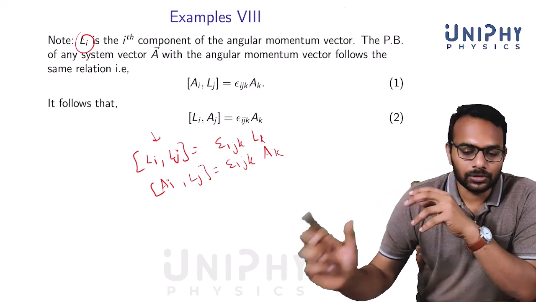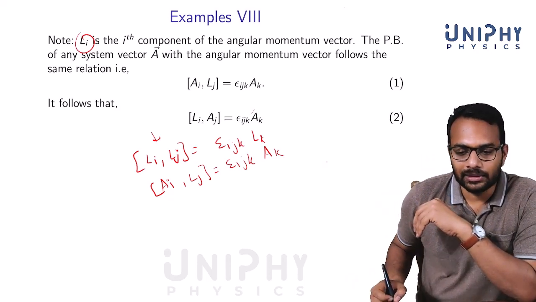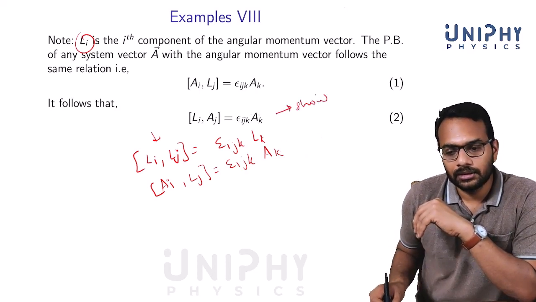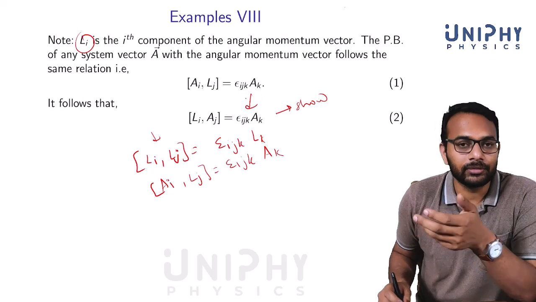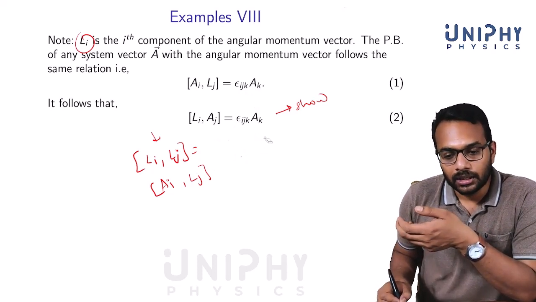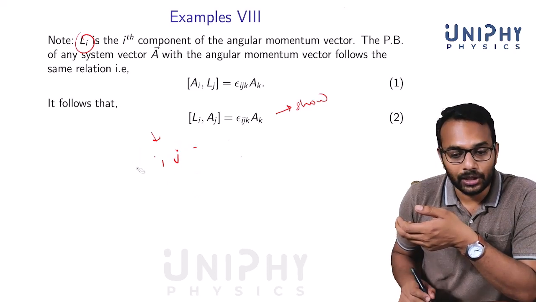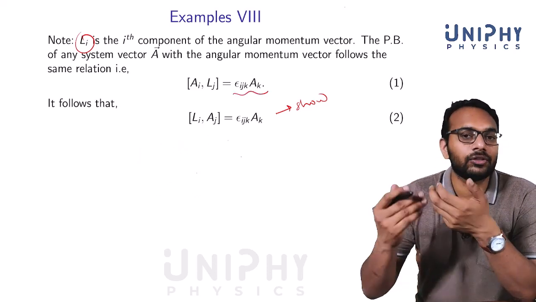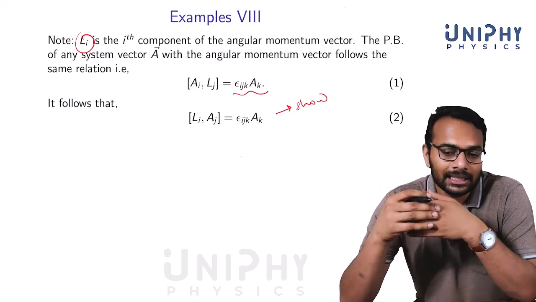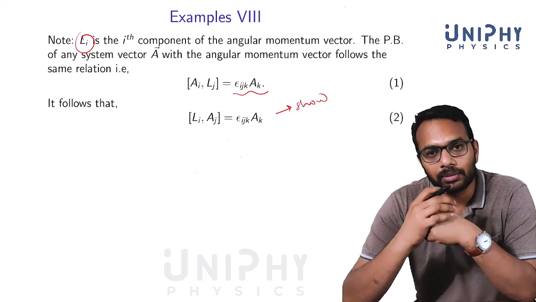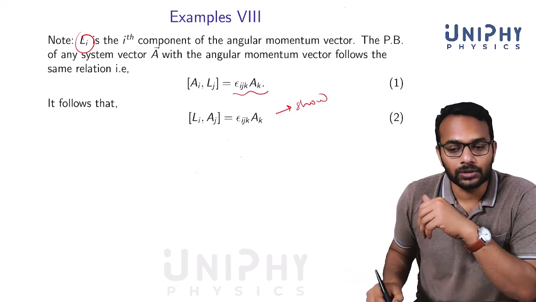It's also true that you can write {Li, Aj} is epsilon ijk Ak. You can show this using the antisymmetry property of epsilon ijk. So the angular momentum Poisson bracket with any vector follows this rule. It's a deep fact of nature, because it's a property of all vectors. If you take any vector and take the Poisson bracket with angular momentum, it follows this rule.